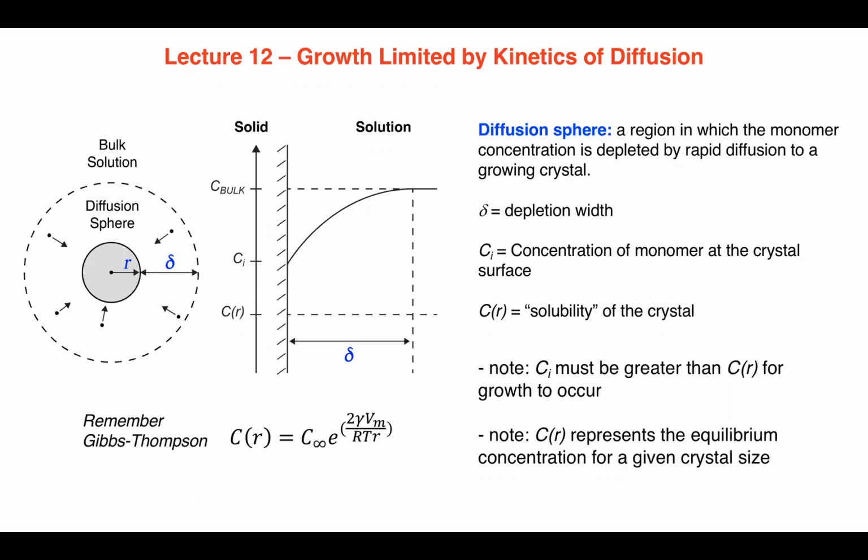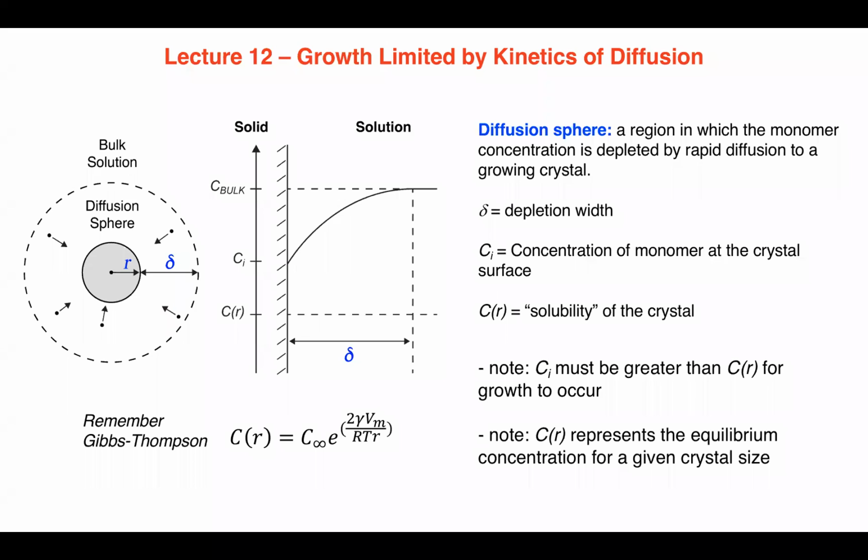So remember that Gibbs-Thompson expression relates the solubility to the bulk solubility modified by this radius and surface tension term. So a small thing becomes more soluble than the bulk material does. During a crystallization, you have some monomer concentration that's supersaturated. You're above the solubility of the particle, and above the bulk solution by even more. And if you look at that monomer concentration as a function of position, here's delta, this diffusion sphere marked here.